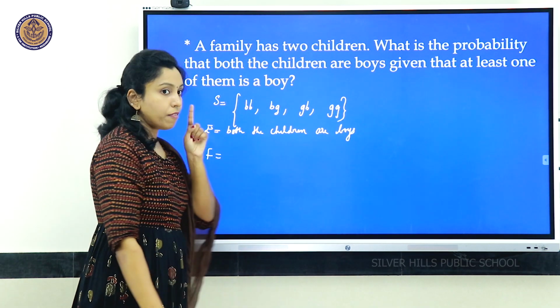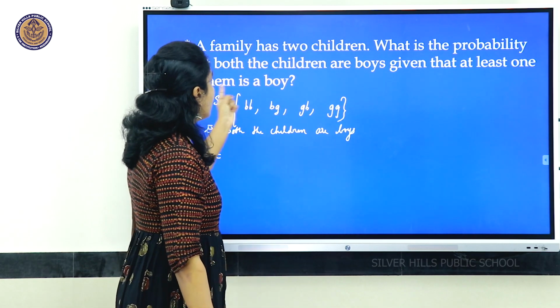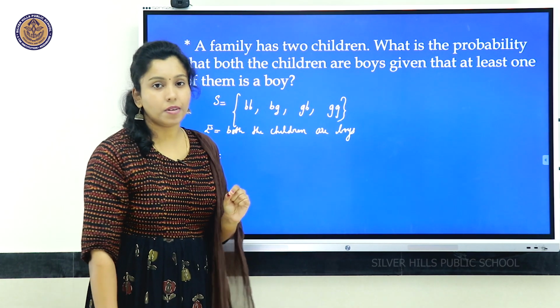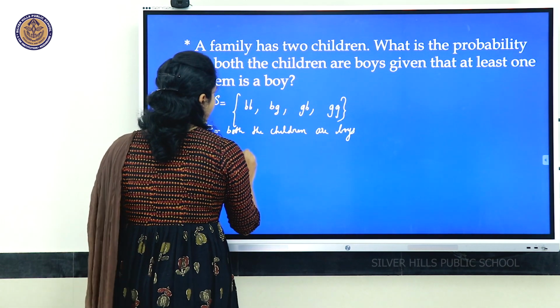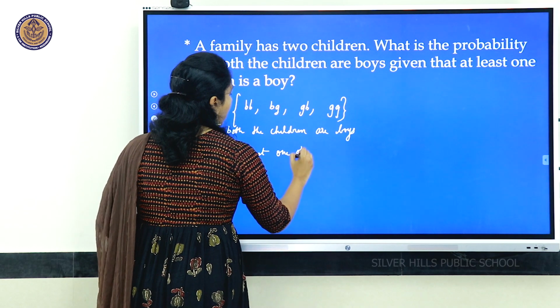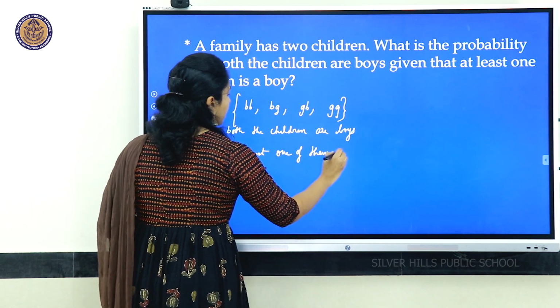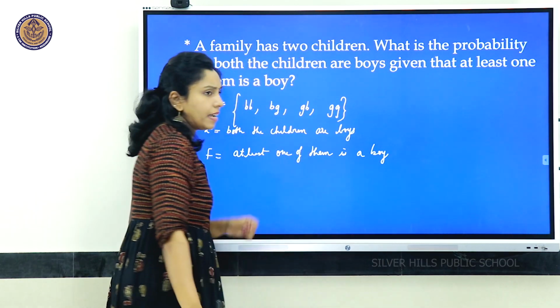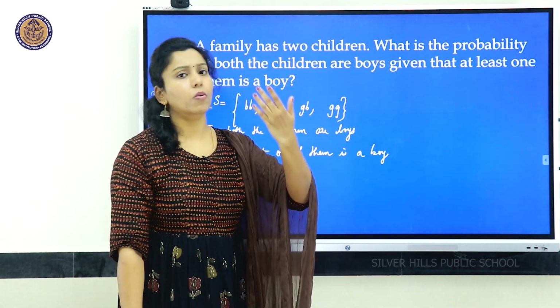And what is F? F is something which we know. See the last sentence, given that at least one of them is a boy. So, at least one of them is a boy. What do you mean by at least one? One or more than that?